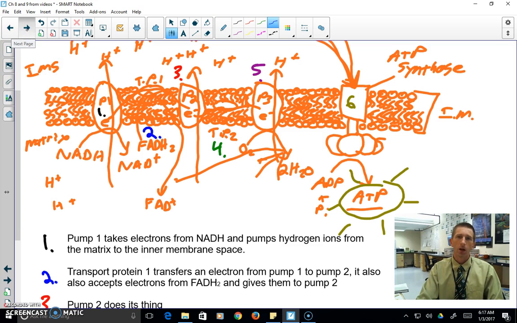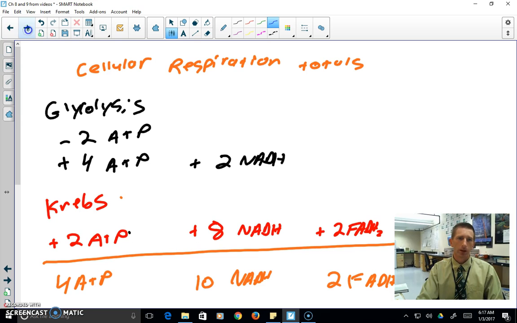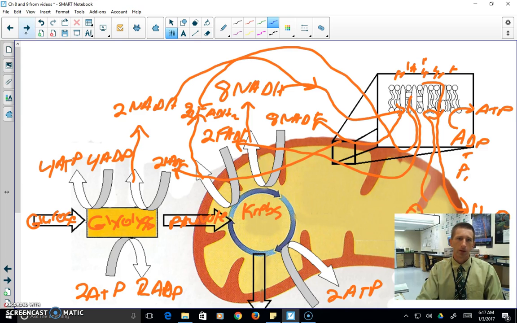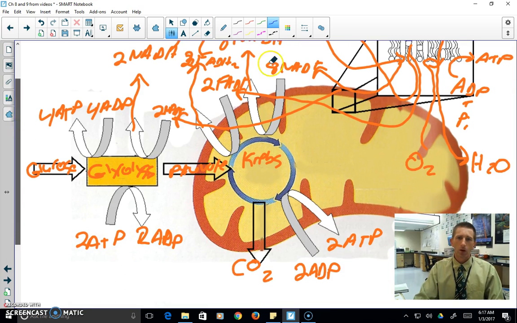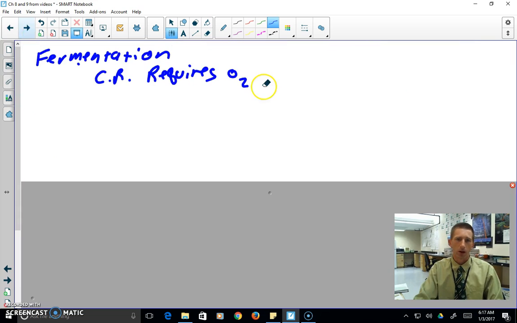If we look at our overview diagram that we did, if you flip back to that in your notes, we can see the same thing, that there's no oxygen anywhere in glycolysis or Krebs, but then O2 has to swoop in to pump 3 and pick up the electrons and then is made into water. So cellular respiration, oxygen, that's why we breathe. There's a fancy scientific word for that. It's called aerobic respiration.